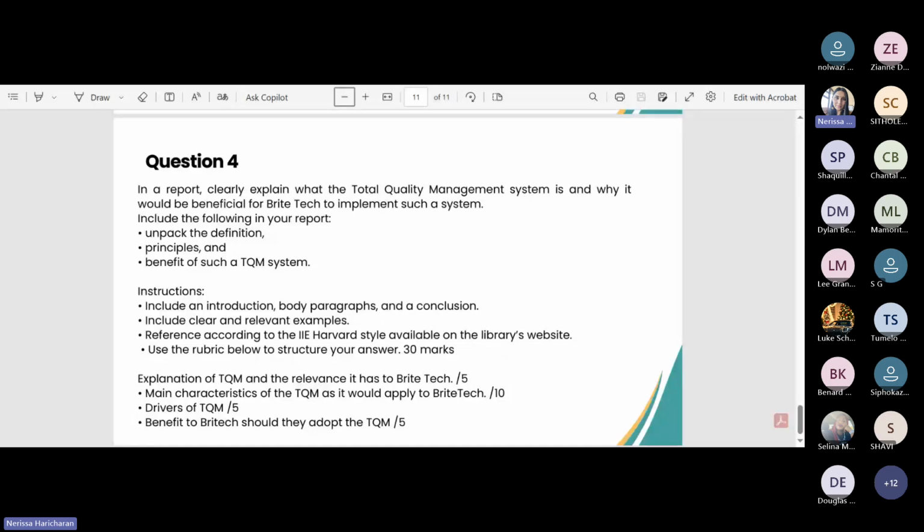Then you're going to go into the main characteristics of TQM, and this is how it applies to the company we speak about here, which is Brightech. These are the drivers, so just-in-time, Kanban, Kaizen, whatever it is, and then you speak about how it's going to benefit Brightech. If you want to put those in point form, do your definition and have a paragraph after that. Then call it characteristics and have 5 paragraphs after that. Then call it drivers, maybe have 2-3 paragraphs after that. And then benefits, and have 2-3 paragraphs after that.